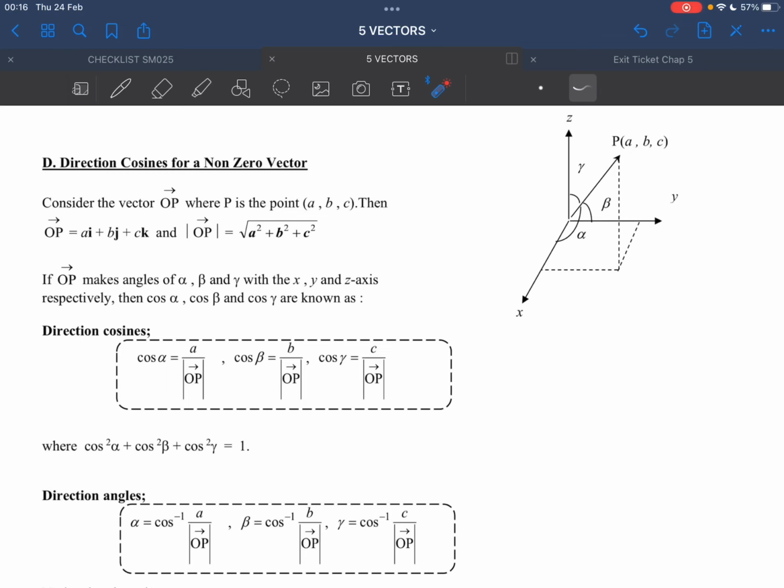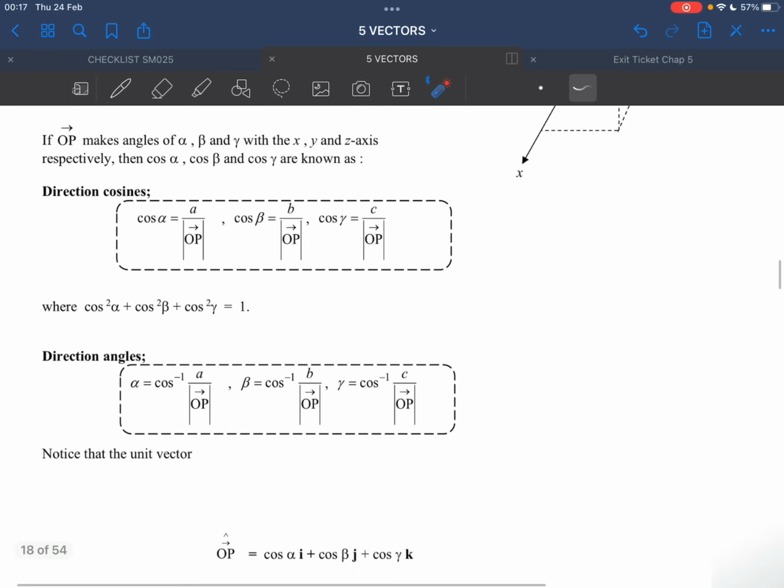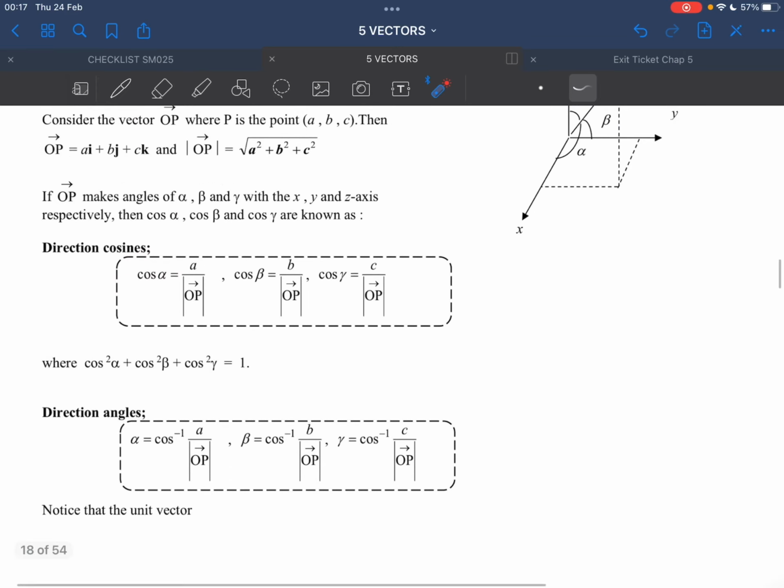And as you know, OP makes an angle of alpha, which is from here to X, and beta, and we have also gamma here. So to find the direction cosine, we have cos alpha equals this vector component A over the magnitude. So these are the magnitudes. Okay, so just leave the answer just like that.